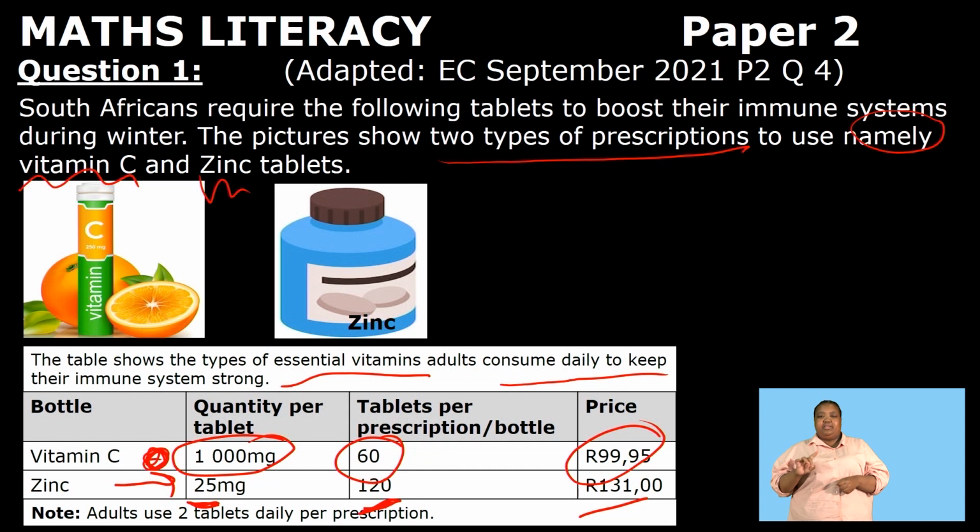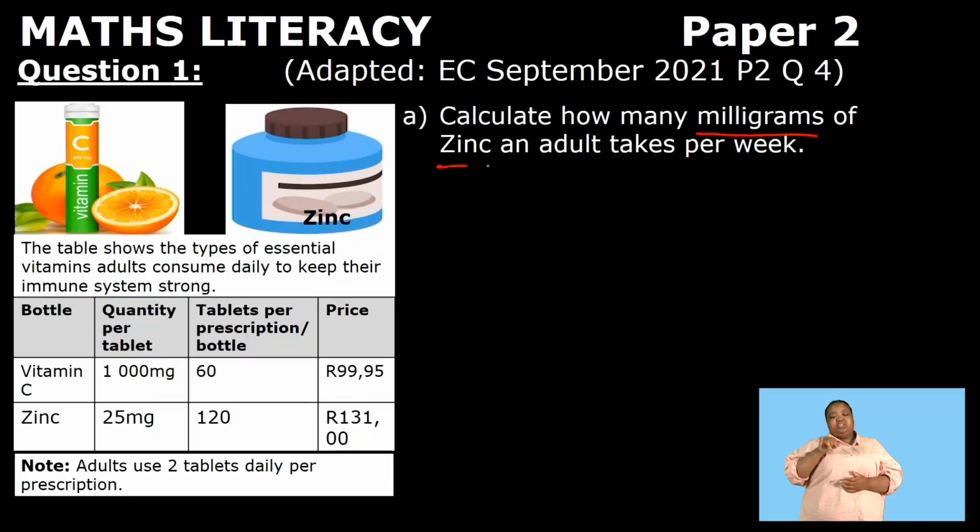And then, very importantly, because we always skip the notes, adults use 2 tablets daily per prescription. Go and familiarize yourself with all the information given in your question so that you know what to use. Let's look at a question. So there's our prescription. Calculate how many milligrams of zinc an adult takes per week.